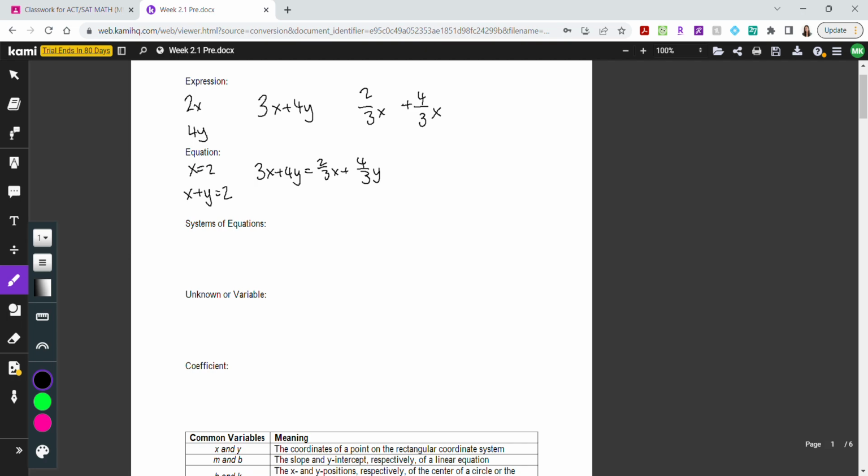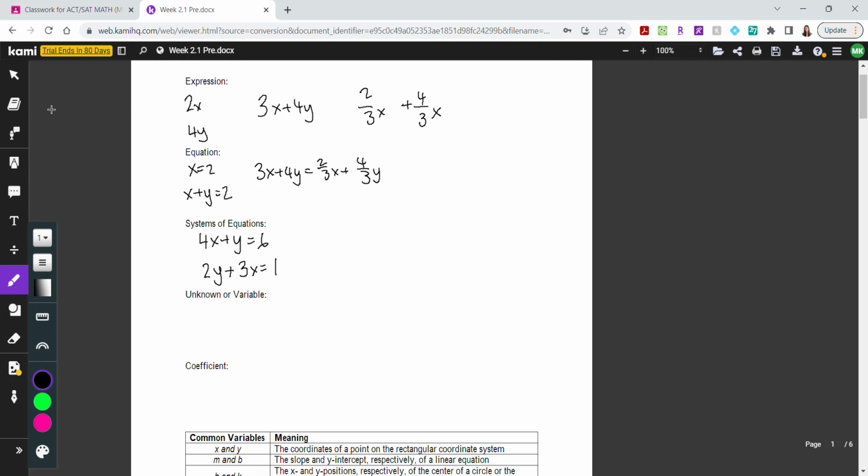Now, a system of equations is two or more equations in a single instance, and we're trying to find what their respective values are that will make them equal. For example, let's take 4x plus y equals 6, 2y plus 3x equals 1. We would need to solve this to find the values of x and y that would satisfy both of these equations, and we'll learn that in a bit.